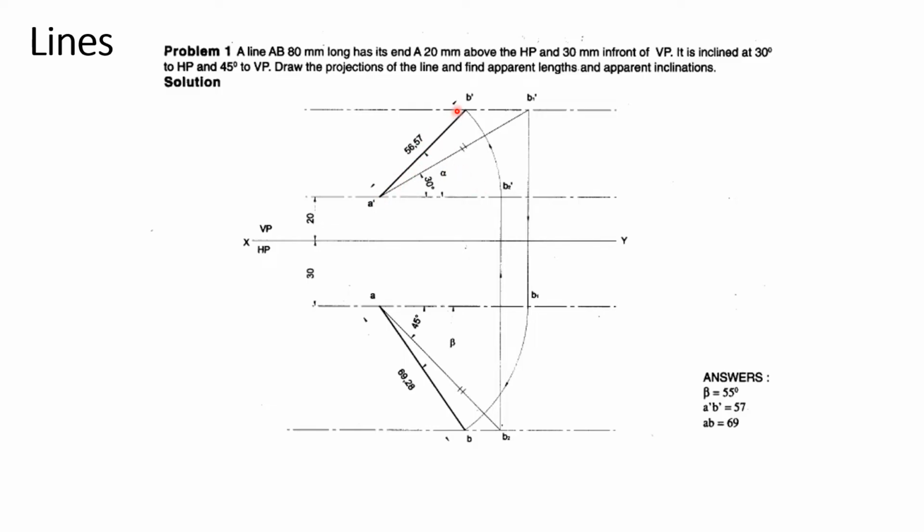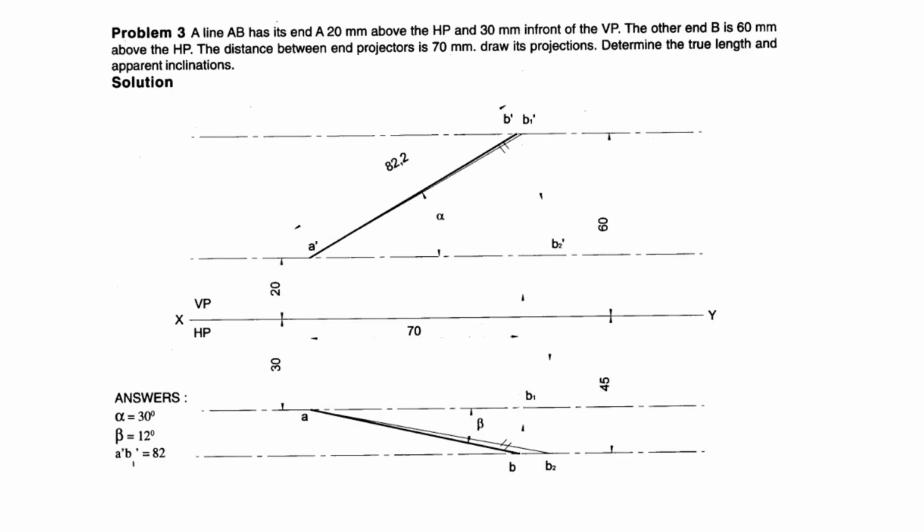And you need to make this line and this line dark, that's the front view and the top view, and the front view inclination is called alpha and the top view inclination we call beta. That's the first kind. And the second kind is they won't give the length of that one. Okay, so here we can see there is a line AB, they have not specified any length, but they specify the location of the end point, that is end A 20 mm and 30 mm, the same way as the previous problem. And here they will give the other end B is 60 mm above HP.